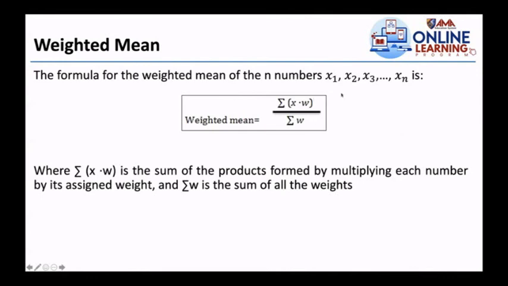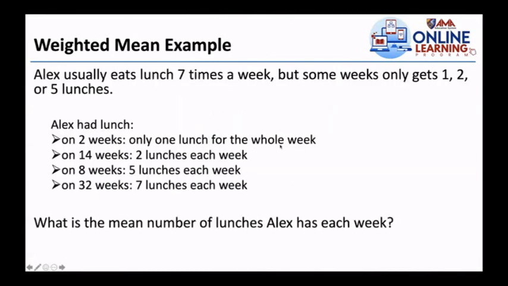So let's discuss this one by giving examples to understand it better. But let me read this, where the summation of x.w is the sum of the products formed by multiplying each number by its assigned weight. So this one represents the weight. This is the data, the x here. And summation w is the sum of all the weights. So to get the weighted mean, this is the formula. Now this is very general. Let's apply it to specific problems.